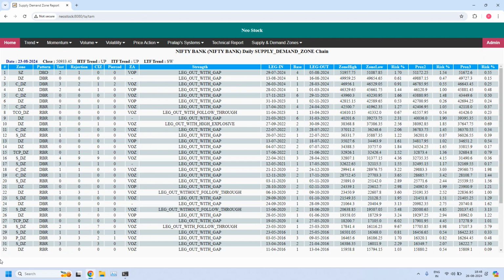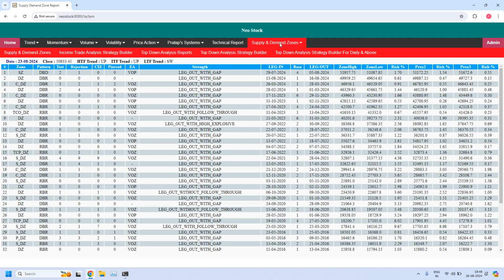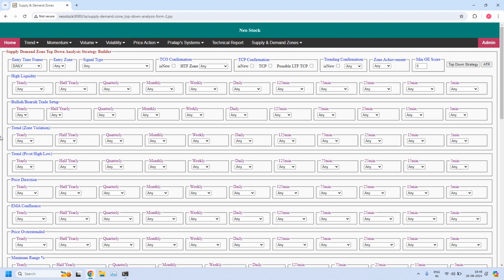Okay, this is about Nifty, Bank Nifty supply demand zone chain. Next we will generate bullish trade setup for monthly income trade and bearish trade setup for monthly income trade. Remaining income trades, once we get the intraday data, we can generate. But in this video, I am generating only monthly income trade, bullish and bearish trade setups.